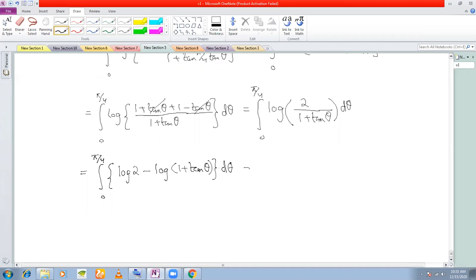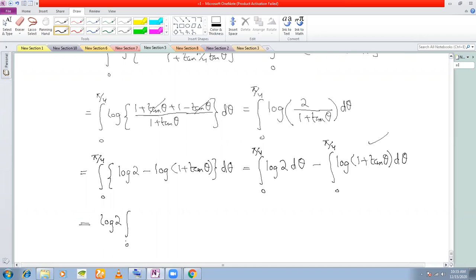d theta, which is equal to, now separate the integral, you get integral 0 to pi by 4 log 2 d theta minus integral 0 to pi by 4 log(1 plus tan theta) d theta. Now what is this? If you see this, we are getting back I. Now log 2 is a constant, you can take it out of the integration. So log 2 integral 0 to pi by 4 d theta, and the second one is simply I, right?